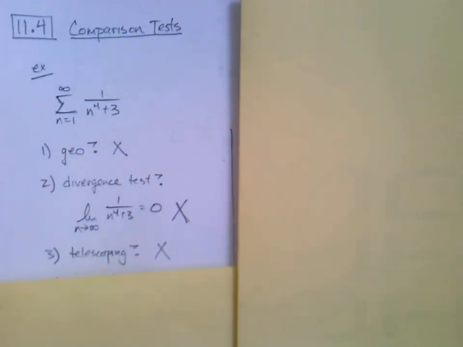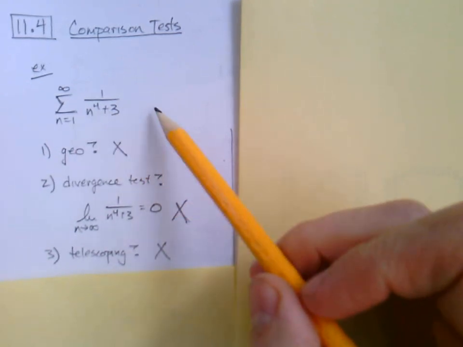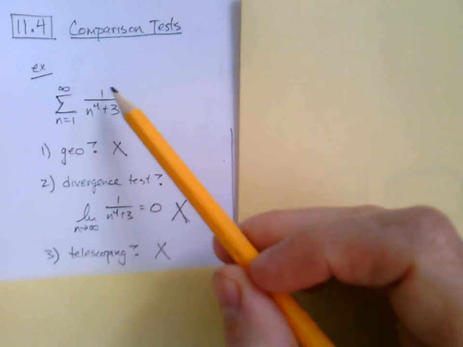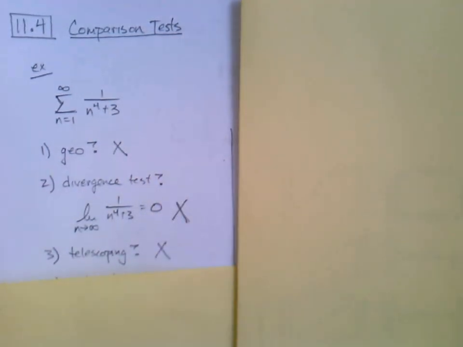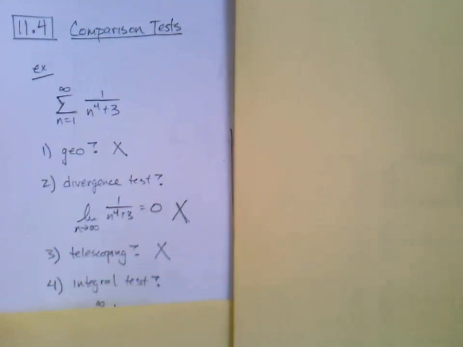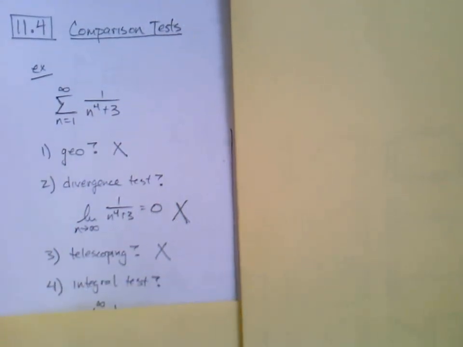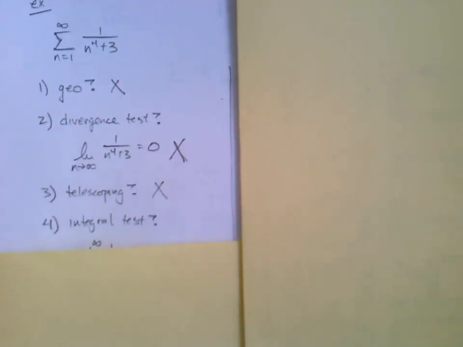All right, how about the telescoping series? Nope. Telescoping series, oftentimes you use partial fractions at the beginning, and yeah, we're not going to factor that or use partial fractions on this one, not the telescoping series. How about an integral test? And you're like, well, maybe, right? I mean, I don't know.